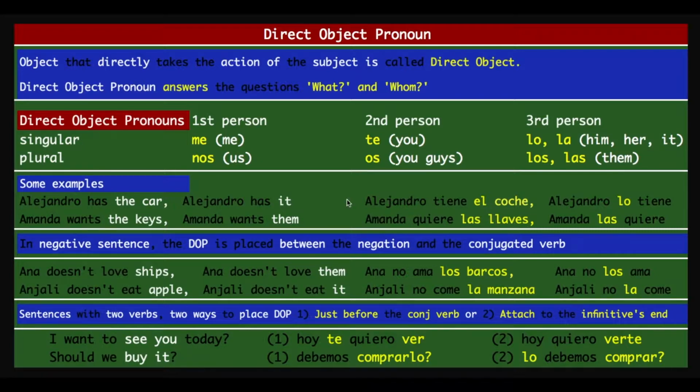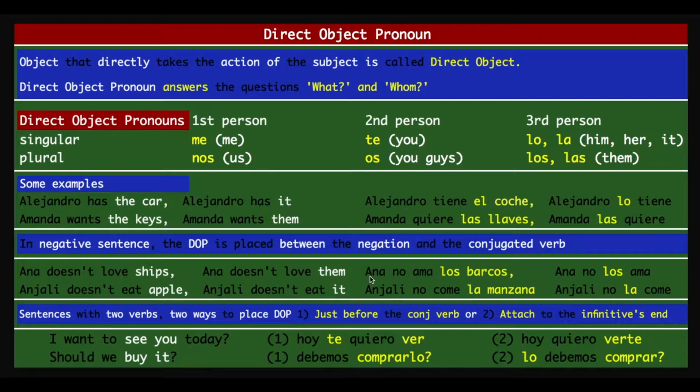Yeah, so let's move on to another concept, folks. It says in a negative sentence, the direct object pronoun is placed between the negation and the conjugated verb. So let us see how the examples support it. The first sentence is Anna doesn't love ships. Anna doesn't love them is another way of saying it, where them is the direct object pronoun. So in Spanish it will be Ana no ama los barcos. Okay, and you see the direct object pronoun here is los. It is placed between the negation, which is no, and the conjugated verb, which is ama here.